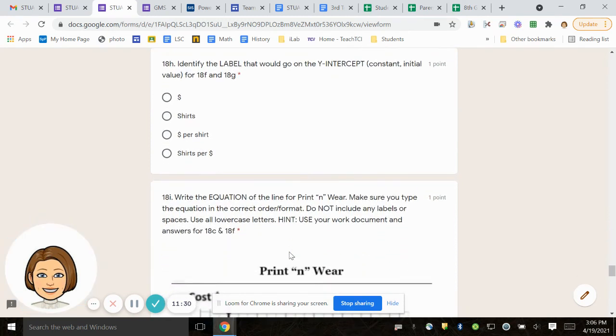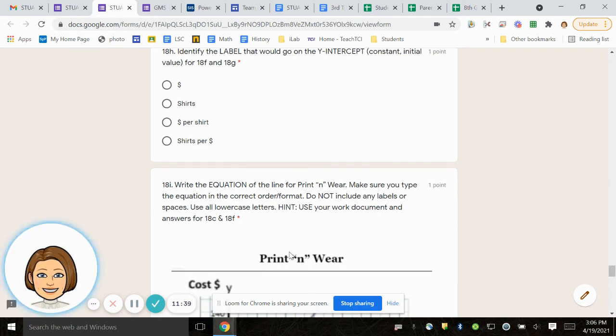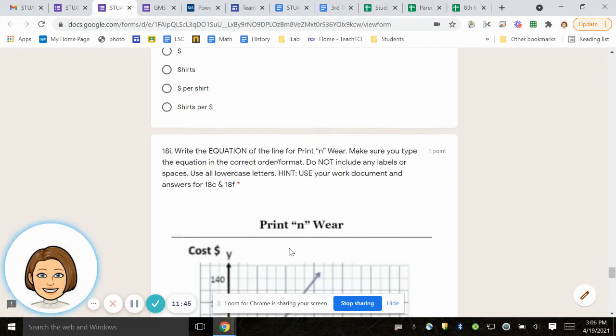18H. Identify the label that would go on the y-intercept. In other words, the constant, the initial value for 18F and 18G. What would the label be? Cost, shirts, cost per shirt, or shirts per cost?